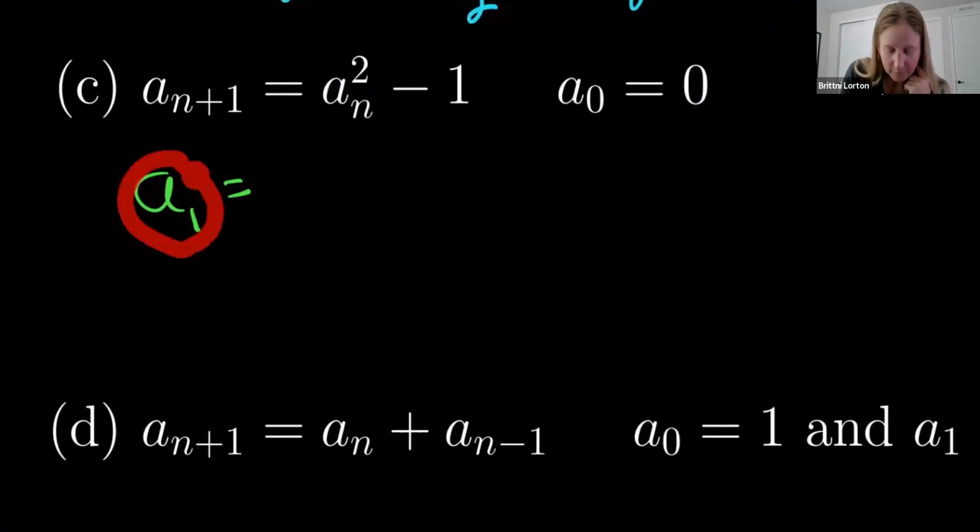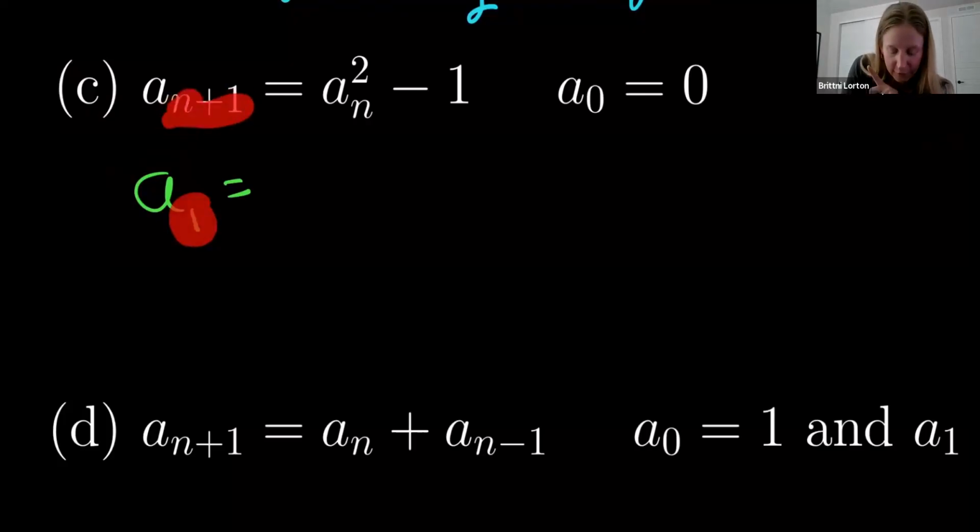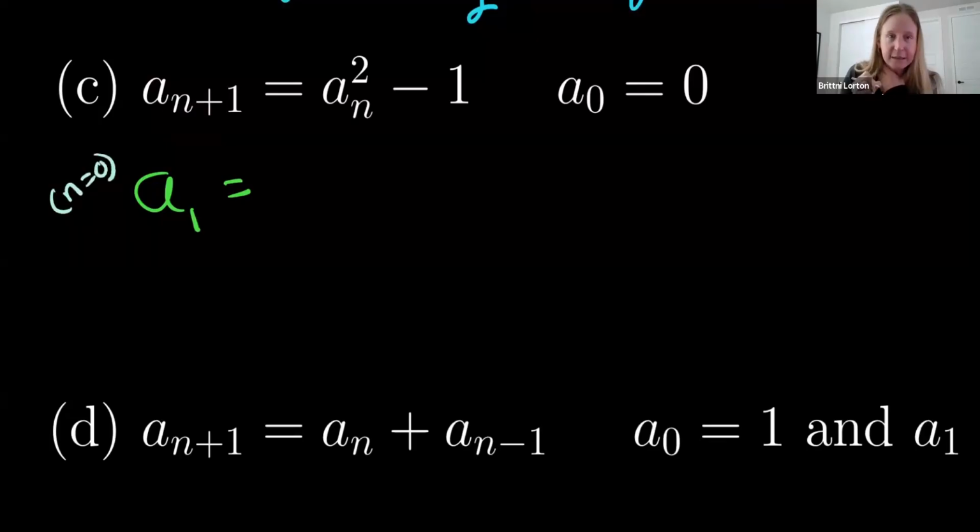I want a sub 1 equals something. So I want my subscript to be 1, which means I have to look at this formula and ask what my n should be in order to make my subscript 1. Well, my n should be 0. If my n was 0, this would become a sub 1. So maybe that's a little bit off to the side, thinking it through. If my n is 0, then I'm going to get this formula to look like I want it to. And I wanted an a sub 1. And if my n was 0, this would become a sub 0 squared minus 1.